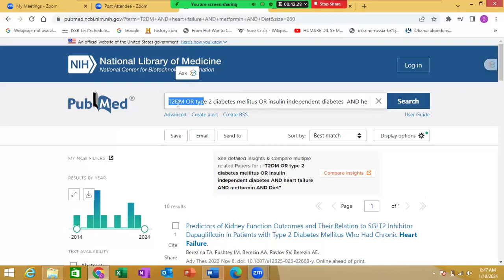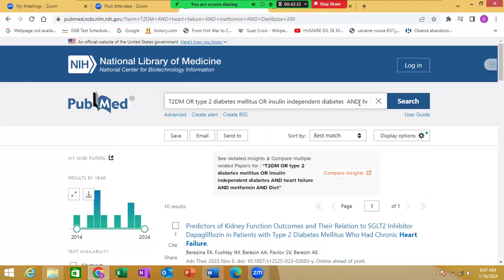Type 2 diabetes, T2DM in the form of abbreviation, and in the form of full name. Type 2 diabetes is insulin independent. Similarly, I will do another thing. Now, this is a whole different concept, diabetes.